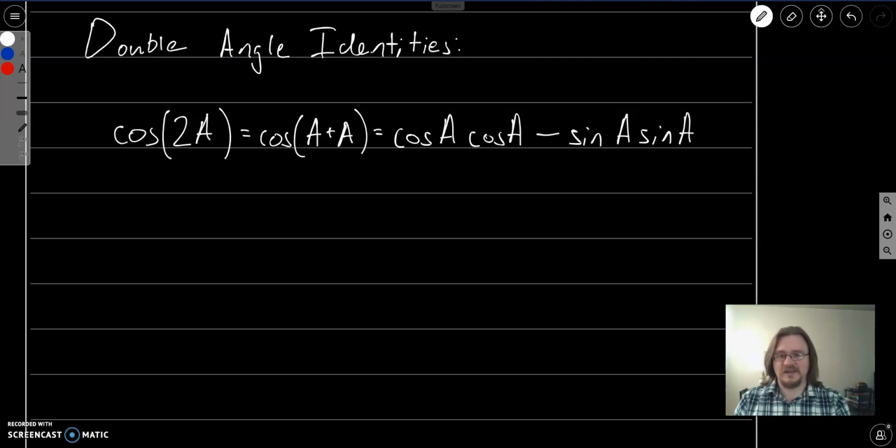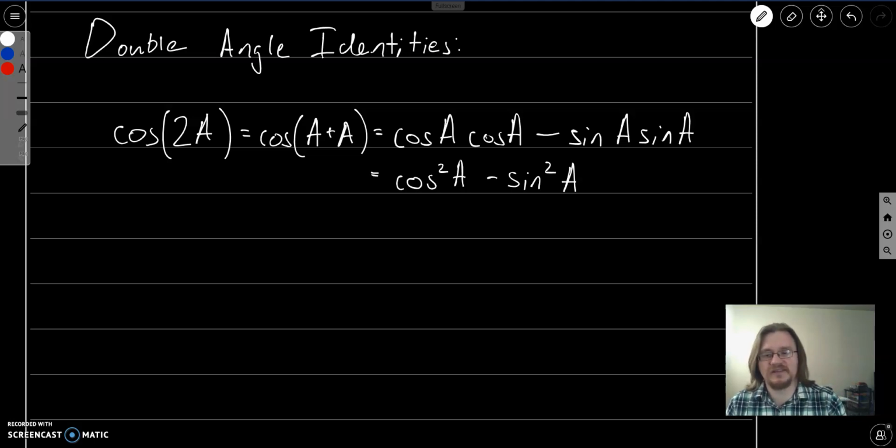And right away, we can notice, oh, cosine of A times cosine of A, that's cosine squared. Sine of A times sine of A, that's sine squared. So this is pretty nice. We can write the cosine of 2A in terms of cosine and sine of A. But right away, okay, we've got some trig functions squared here, which means, oh, let's use our Pythagorean identities.